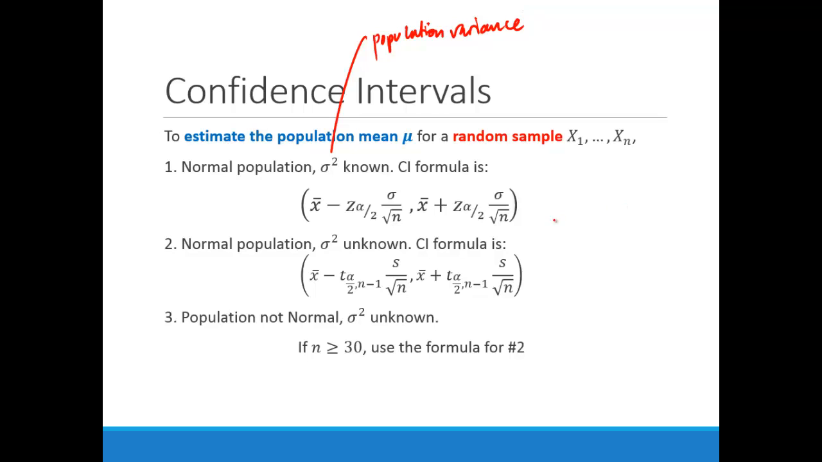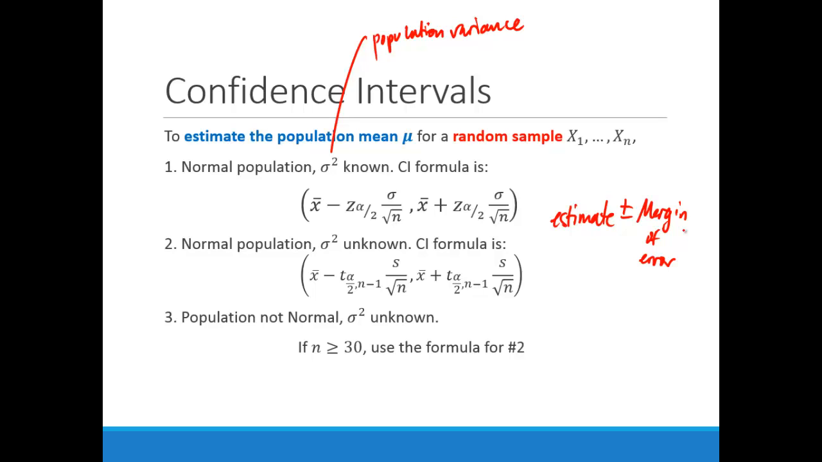All of these are of our general form. We have our estimate plus or minus a margin of error. So plus or minus some stuff, giving us a range of values instead of just one number.